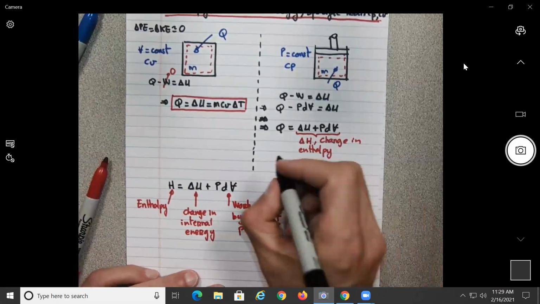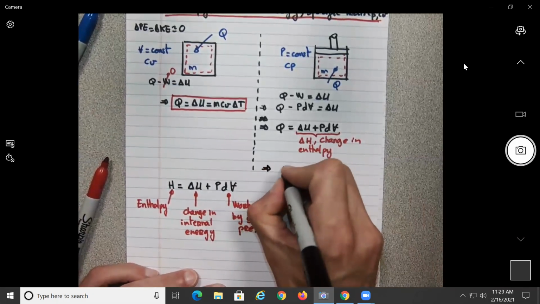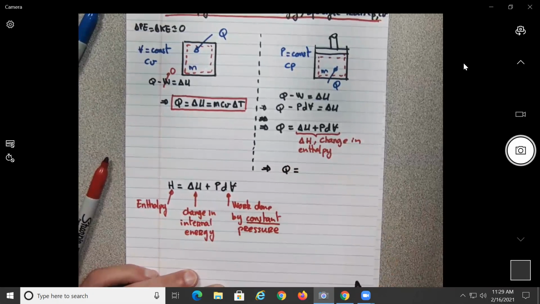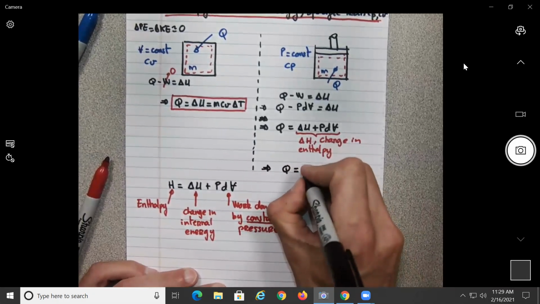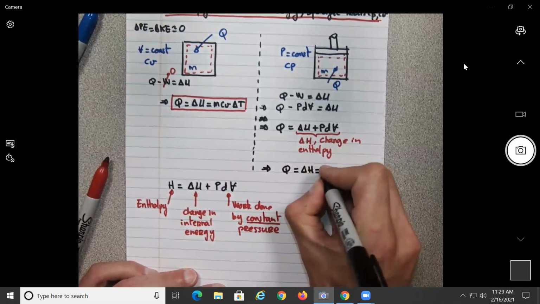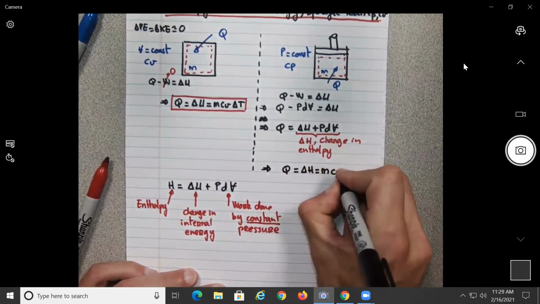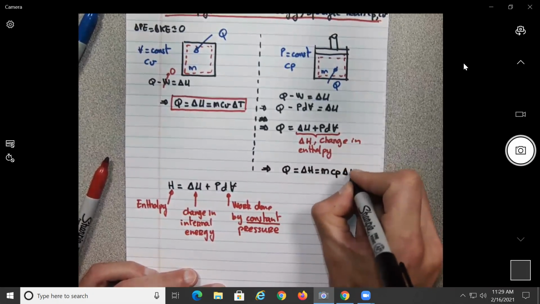But now, when I go here, what's important is to realize that for an ideal gas, for an ideal substance, this is proportional to what? To the change in enthalpy, which is equal to M Cp delta T.